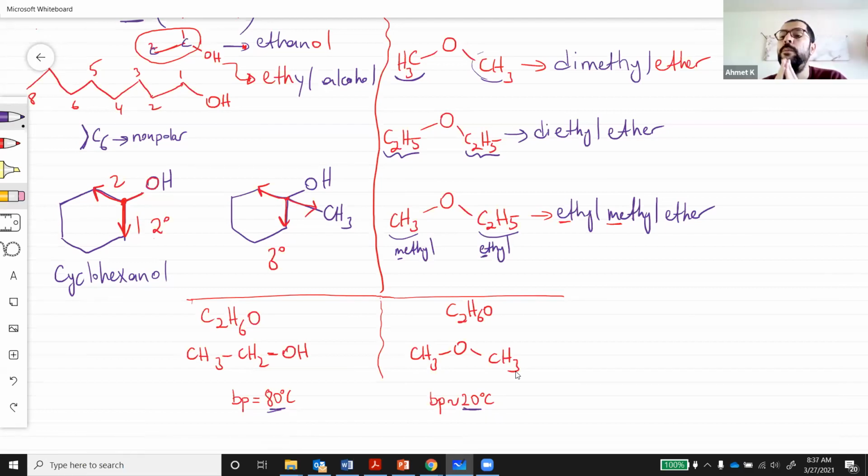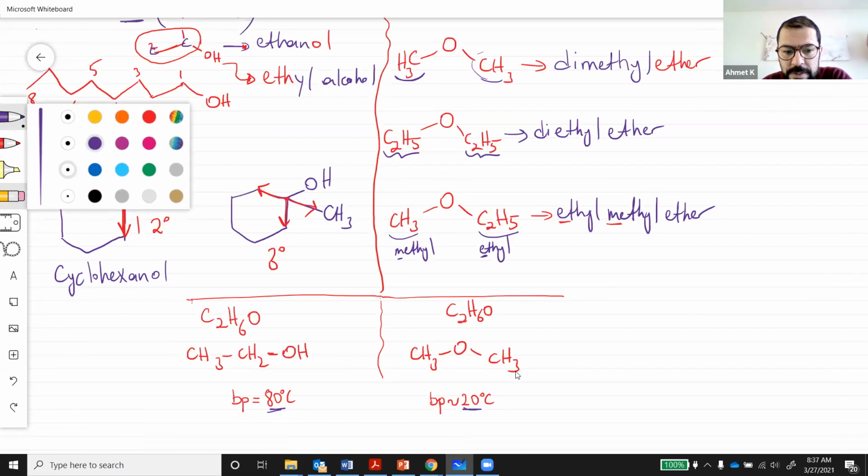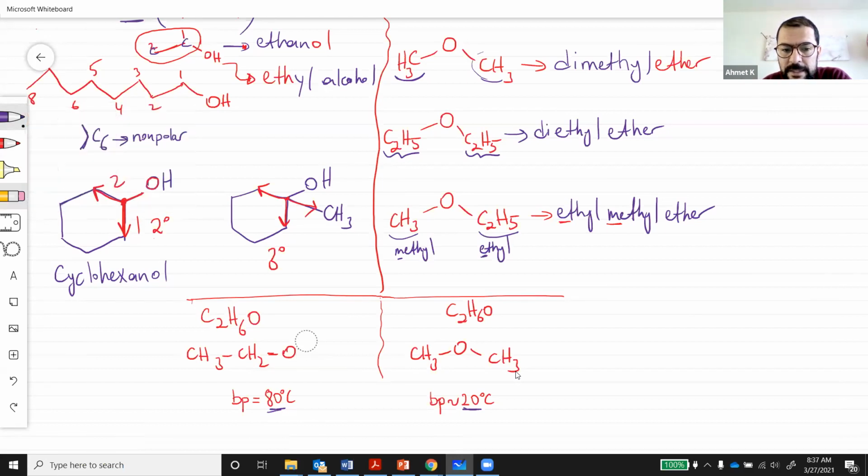Back in the days, people actually used ethers to put people to sleep, right? Whenever they were going to do surgery and things like that, they used to give ether so that you faint or whatever. So the reason is again because of this hydrogen bonding. You see that, right? This hydrogen bonding makes a huge difference.